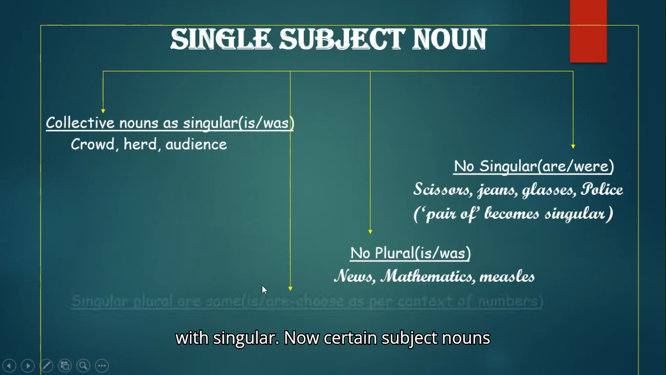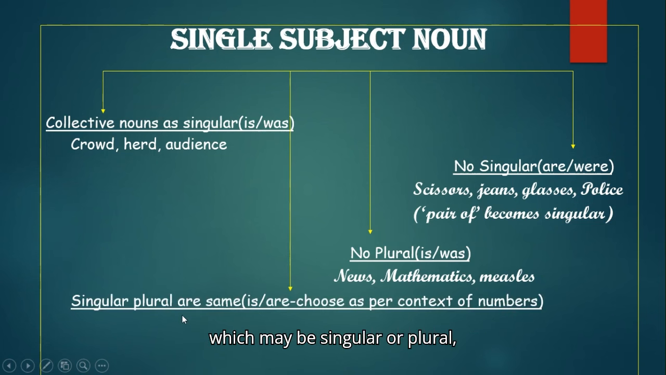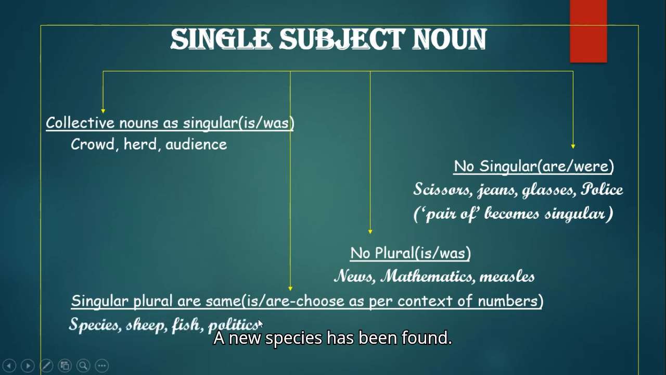Now certain subject nouns may be singular or plural and they remain the same, they do not change their forms. And these might also confuse us. In these cases, we need to choose the verb form depending on the context. For example, species. A new species has been found. There are a number of species of spiders around the world.